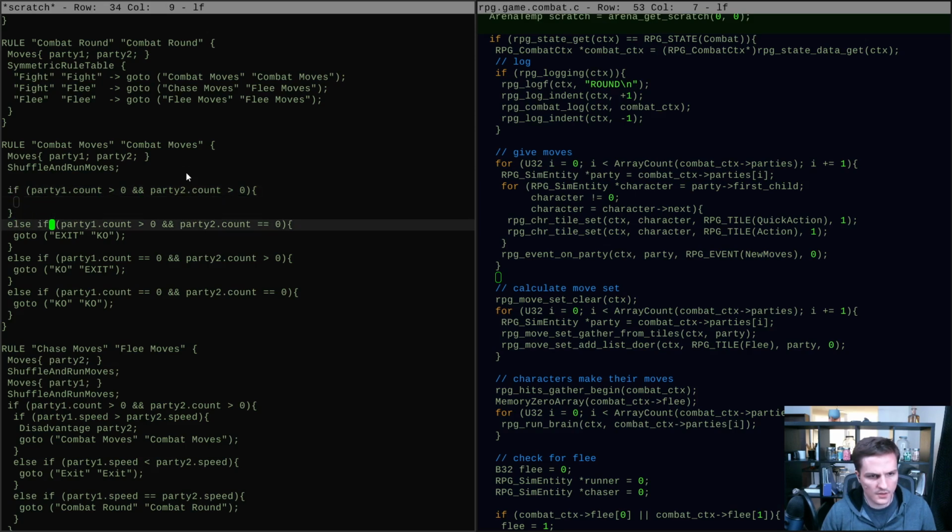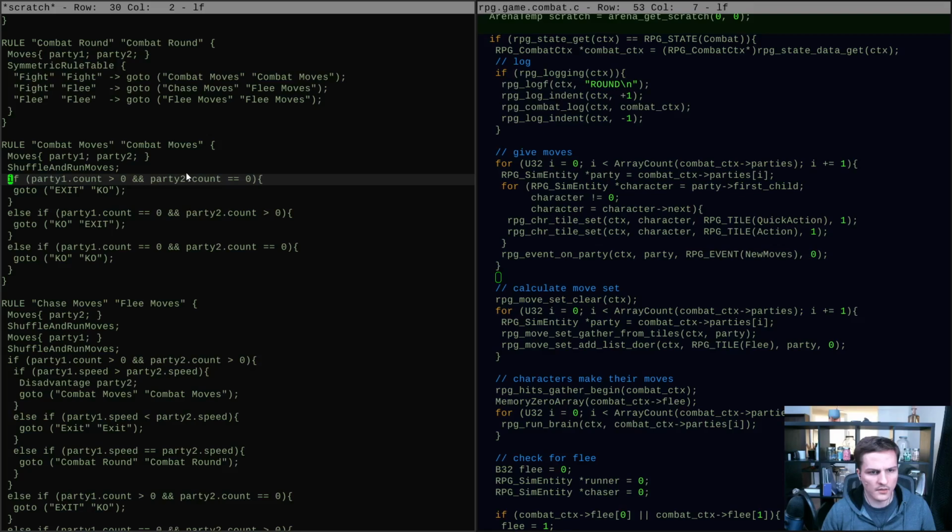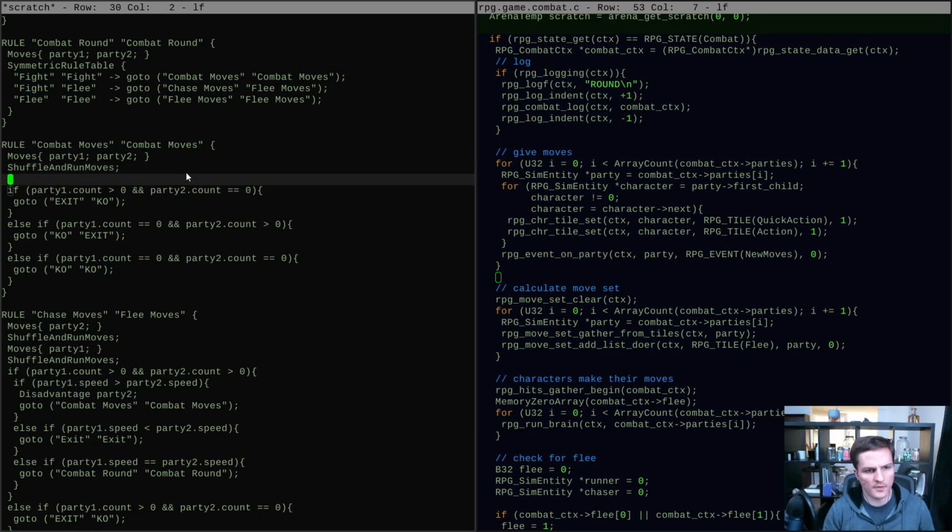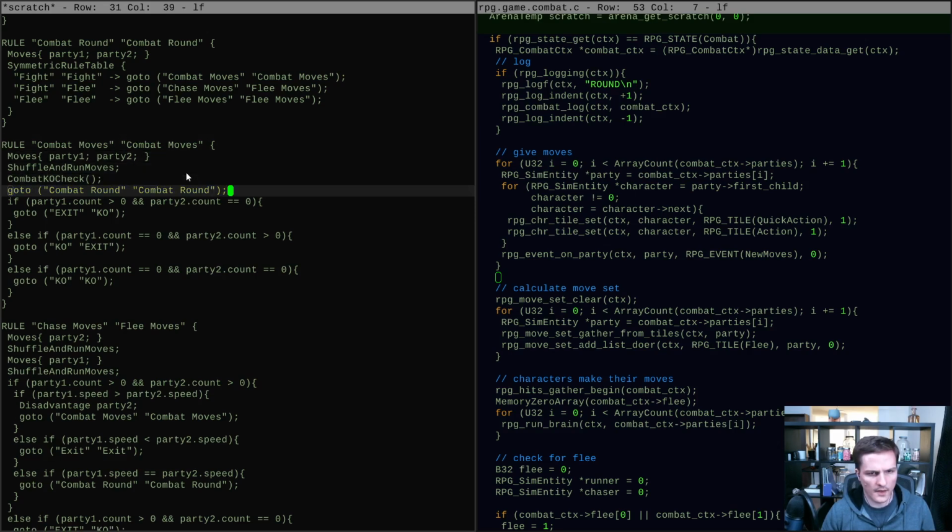Because then these would look something like this. Instead of saying all of this in both places, there'd be something like a combat KO check or whatever would go here, and then this would come after that.